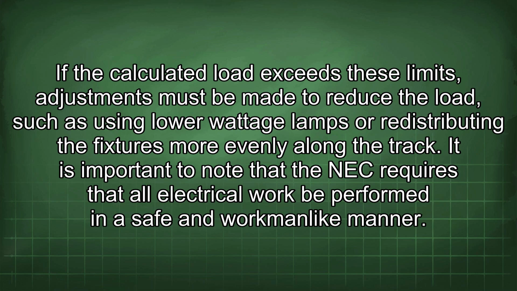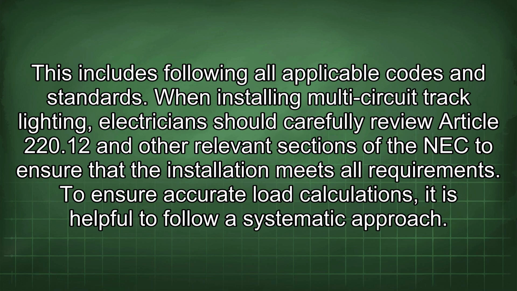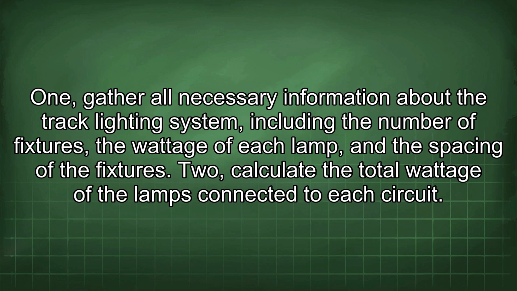It is important to note that the NEC requires that all electrical work be performed in a safe and workmanlike manner. This includes following all applicable codes and standards. When installing multi-circuit track lighting, electricians should carefully review Article 220.12 and other relevant sections of the NEC to ensure that the installation meets all requirements. To ensure accurate load calculations, it is helpful to follow a systematic approach. 1. Gather all necessary information about the track lighting system, including the number of fixtures, the wattage of each lamp, and the spacing of the fixtures.